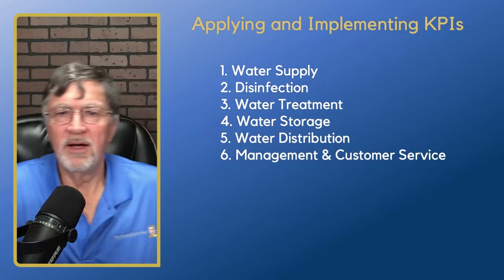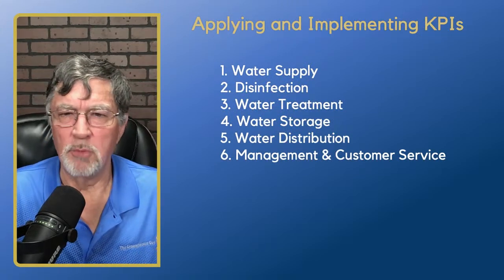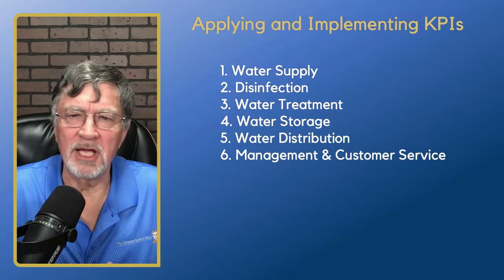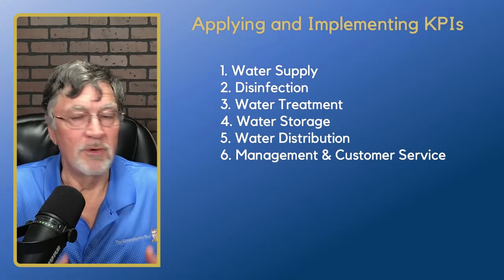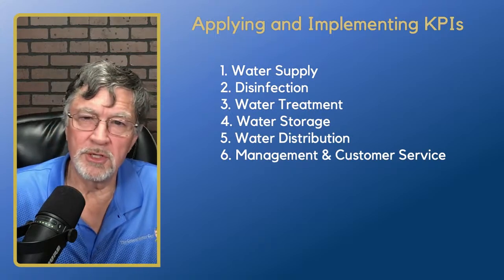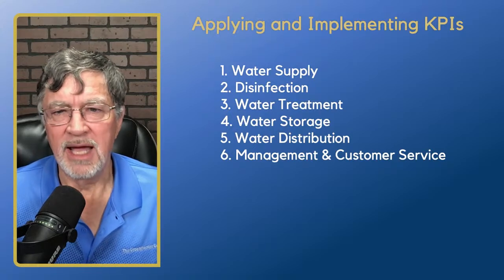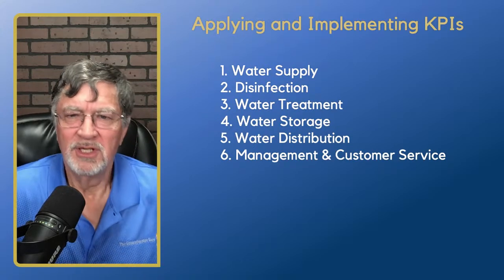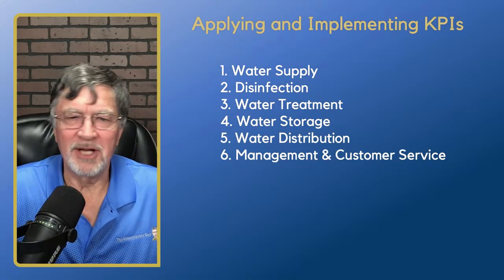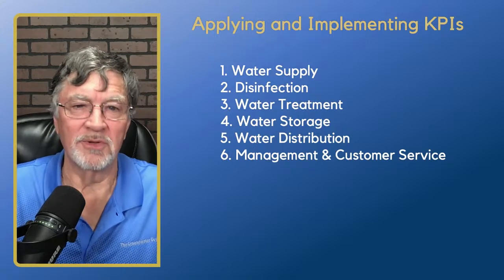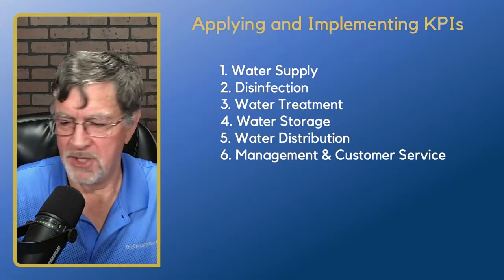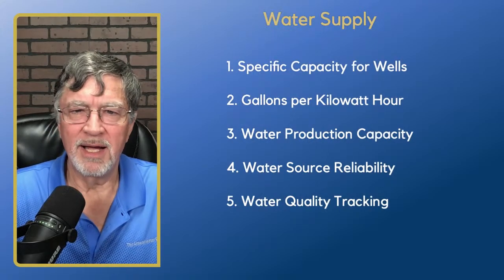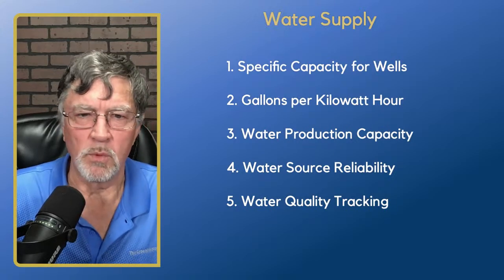All right, so here's our major areas that I broke it out. You can break it out a little bit differently if you want, but I'm looking at developing KPIs for water supply, disinfection, water treatment, water storage, water distribution, and then management and customer service. So that's the operations part of things, and then 1 through 5 are the actual on the ground operations part of the utility. So water supply, we already talked about specific capacity for wells.